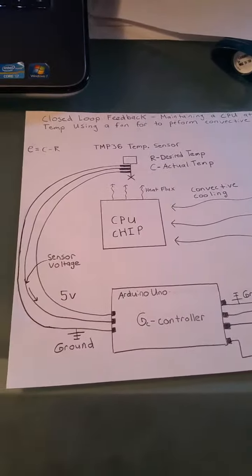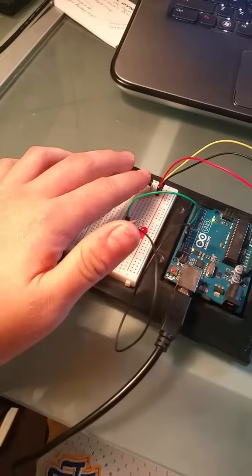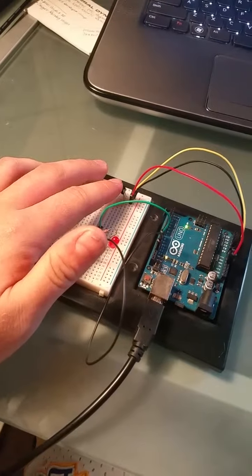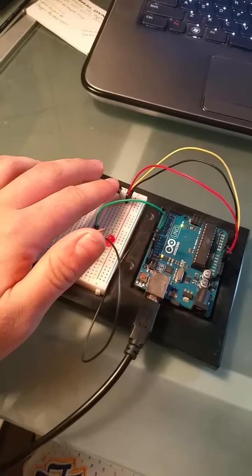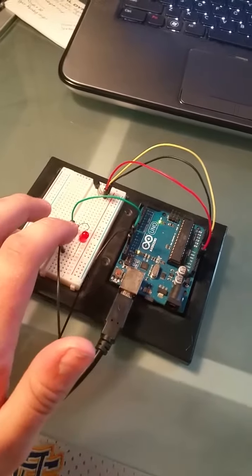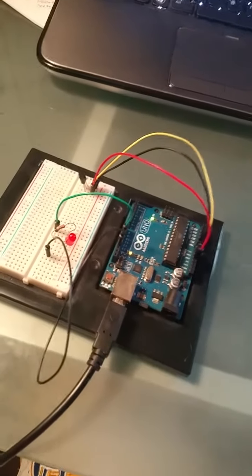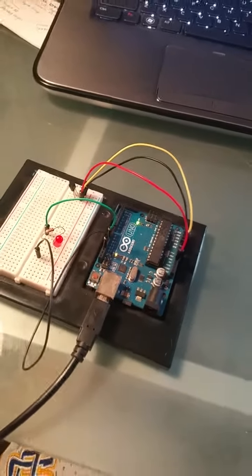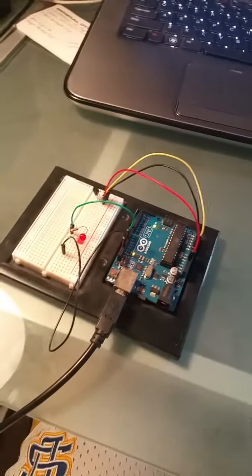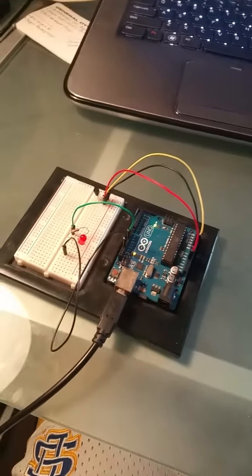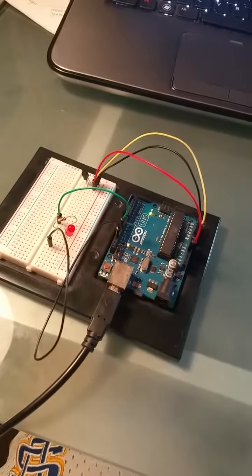My analogous system is represented here by this TMP36 temperature sensor, which is representing the temperature of the CPU chip. I also have an LED, which is representing the fan, as I did not have a fan to be powered by my Arduino. So when the LED is off, that's simulating that the fan would be off, and if the LED is on, that's simulating that the fan would be running.